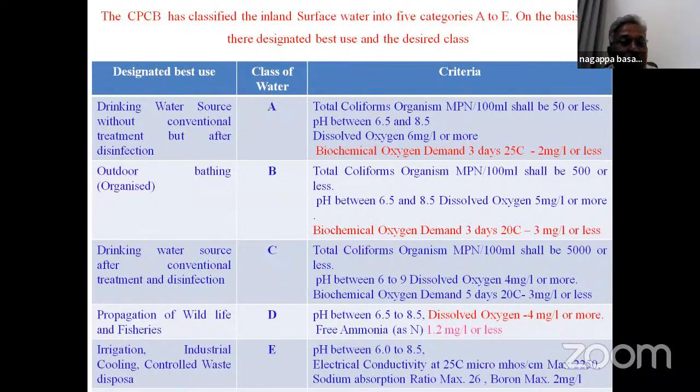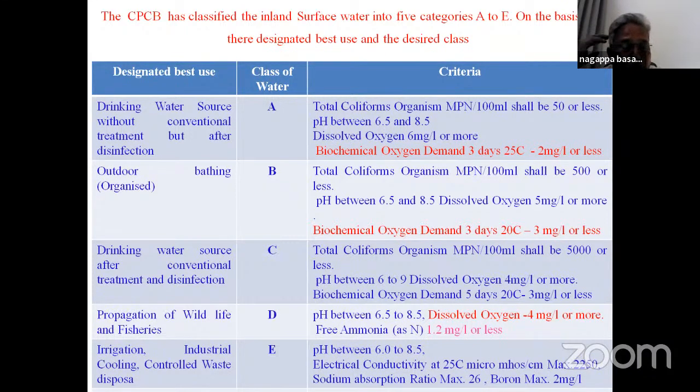Class A means drinking water source without any conventional treatment. Such a directly drinkable source is not at all available throughout India. Even the Brahmaputra is contaminated with fecal coliform. We cannot drink directly anywhere in any state of India. For outdoor bathing, the quality standard is Class B: coliform allowed up to 500, pH 6.5 to 8.5, dissolved oxygen 5 milligram per liter or more.